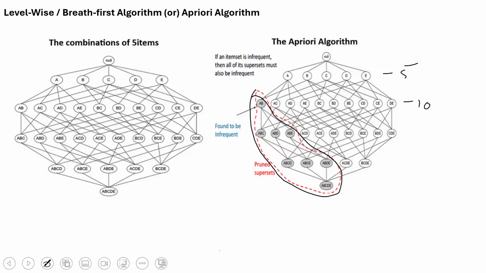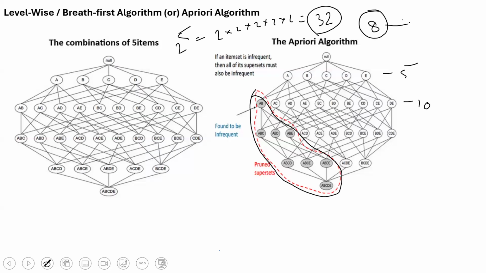You have 2 to the power of 5 technically. What is 2 to the power of 5? 4, 8, 16, 32, right? So in total you have 32 items in this lattice. How many are you excluding? Out of 32, you are excluding 8. So that becomes, how much is that? 24, right? Out of 32, you are pruning 8. That becomes 24.